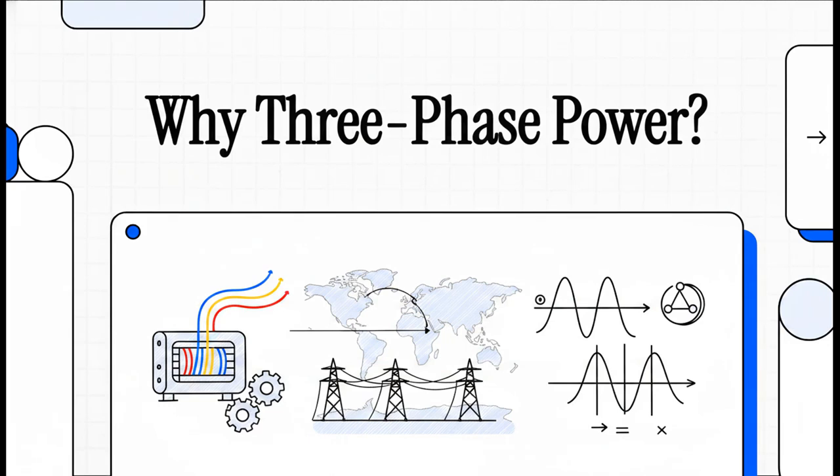Welcome to the Explainer. So, have you ever stopped to wonder why the entire global power grid, like every massive transmission line and industrial network out there, uses three phases instead of just one? I mean, it's a completely universal design choice. Today, we're going to look at the exact physics and math behind why that is. Let's just dive right in.